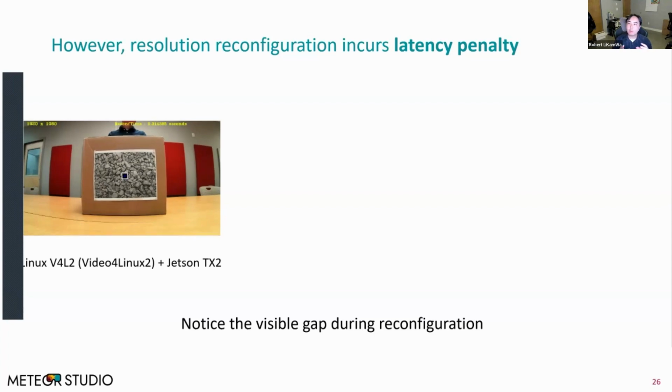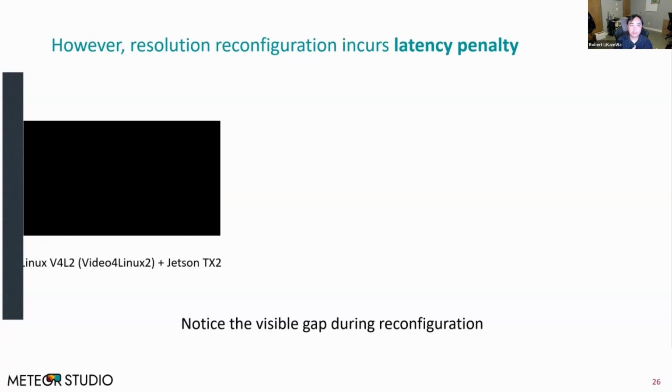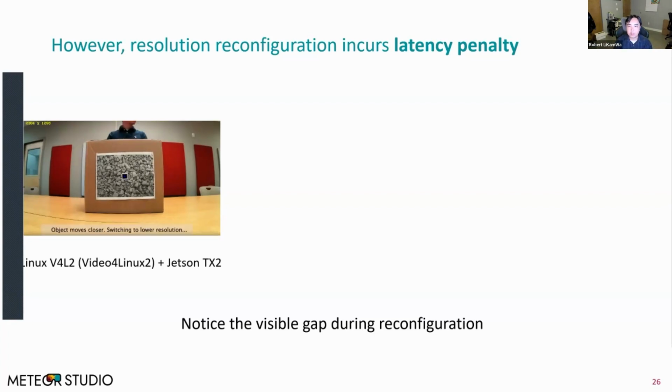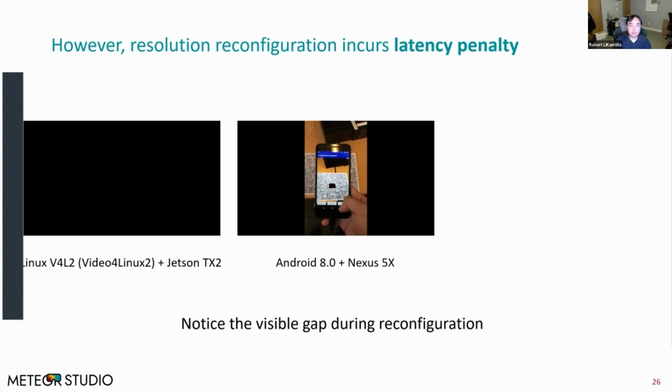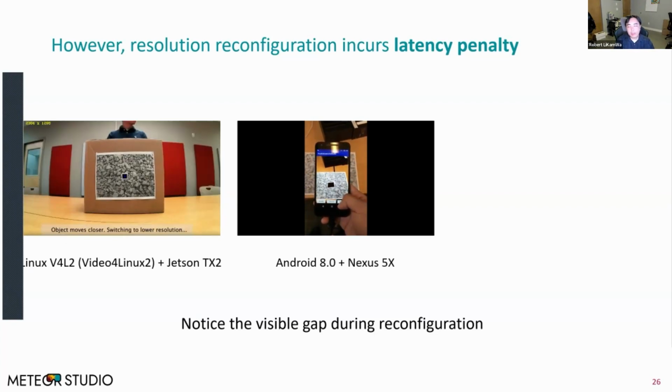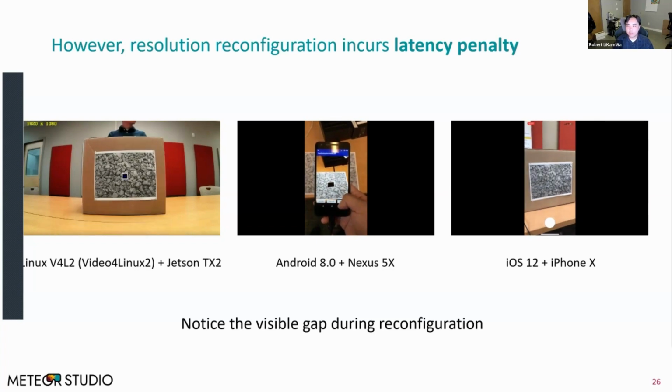But what we found out was that whenever you try to swap the resolution, you actually have a latency penalty to your stream. And you see that as this cut to black. Whenever we're trying to change the resolution from high to low or low to high, we kept seeing this cut to black. And we're like, is this some kind of artifact of this particular system we're using? Well, we did this with Android and we said, no, actually, we see this on phones as well. It's not just on this Linux and Jetson TX2 custom hardware. We're actually seeing it on this Android device as well. Maybe it's just Android, right? No, we saw it in iPhone as well.